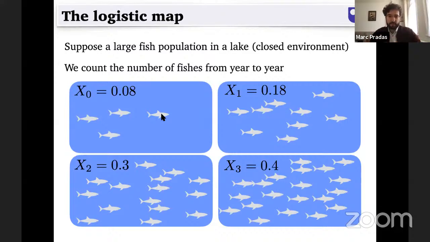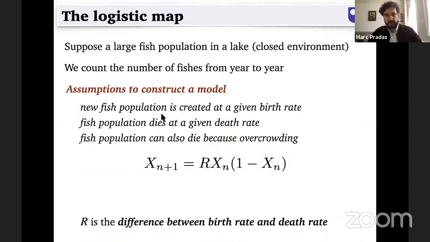So how can we build a model that describes the evolution of this biological population with very simple rules? What Robert May did is construct a mathematical model with 3 basic assumptions, which even though they are very basic, are quite enough to describe a generic class of biological populations that live in a closed environment. The assumptions are that there is a new fish population created at a given birth rate. Also, the fish population can die at a given death rate. And also, the population can die because of overcrowding.